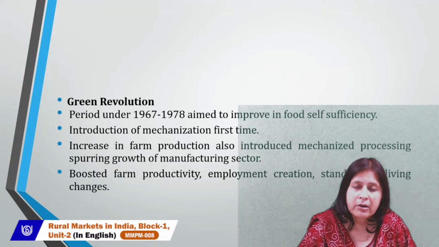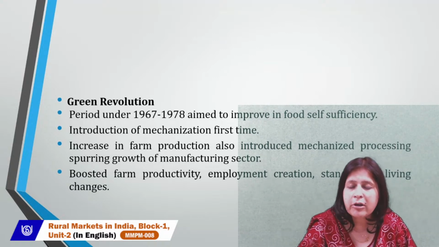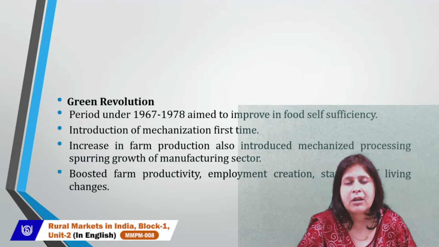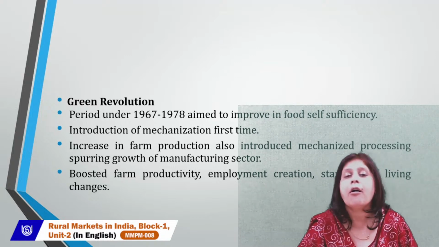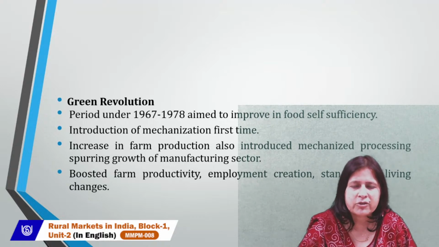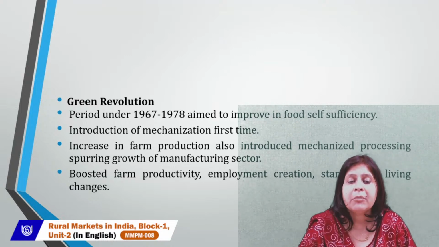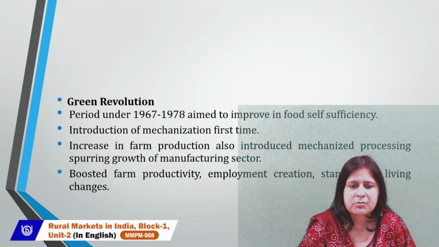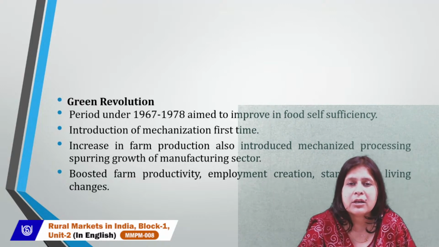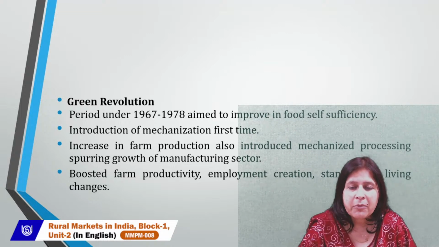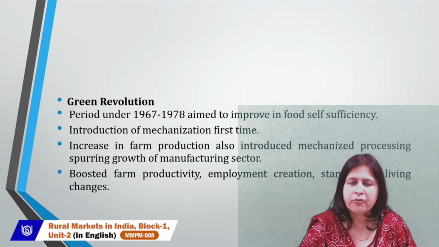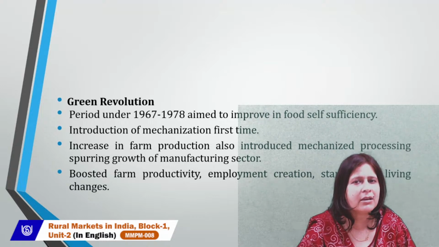Because of the green revolution, we become food self-sufficient. After the green revolution, we can produce for our consumption or more than the requirements. This green revolution has introduced mechanization for the first time. There was a machine system, and this boosted farm productivity, employment creation and the standard of living, because it has increased the income.